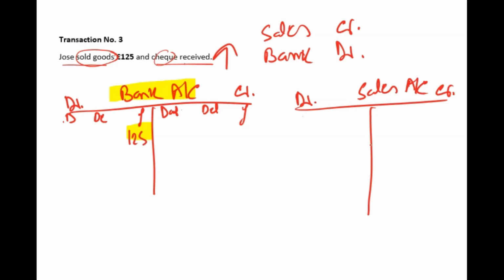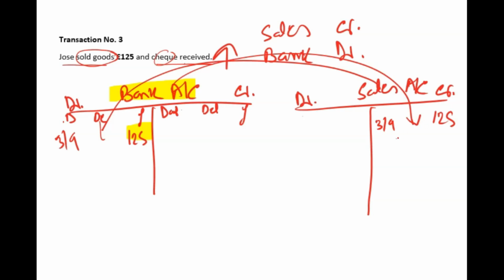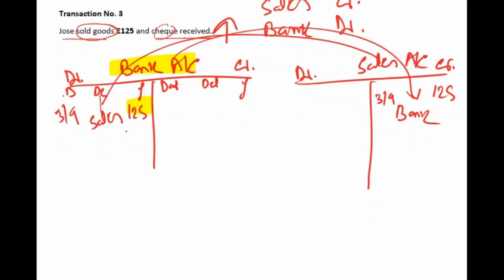Bank debit. And sales credit. You need to go to the credit side, 125. Let's put the date is 3rd of September. 3rd of September. And we know the rule is the opposite account's name. We've got to write into the T account. Here we're going to write bank. Here we're going to write sales. That's boom, done. Moving to the other one.